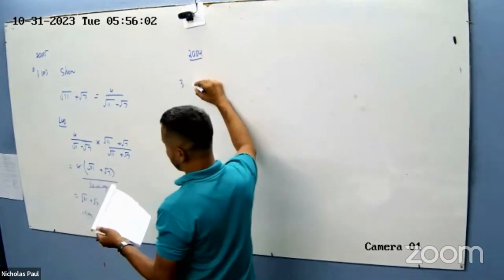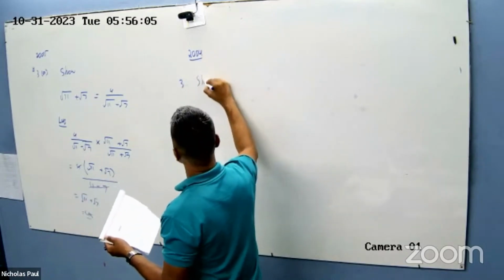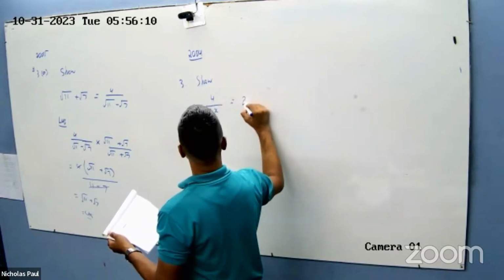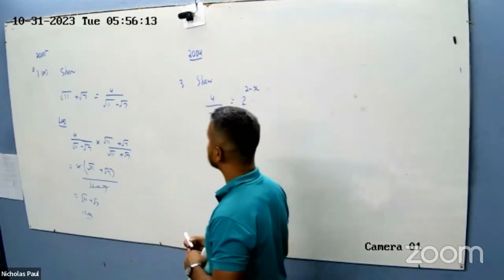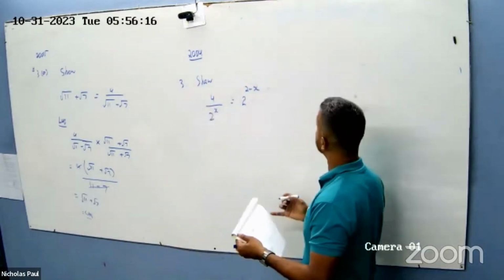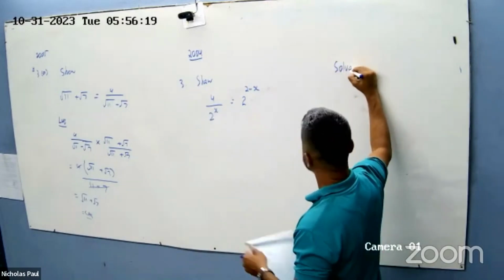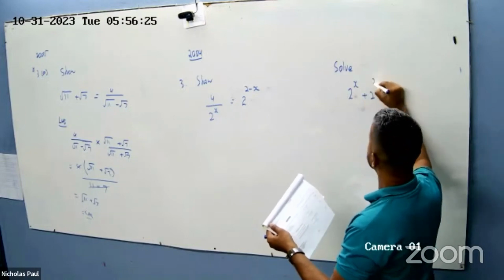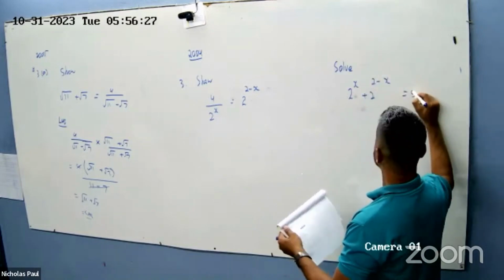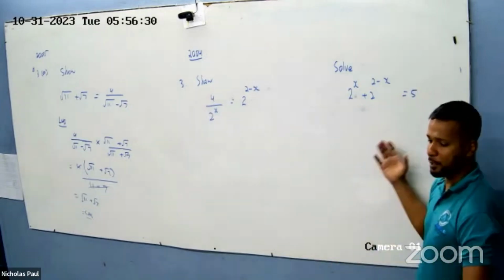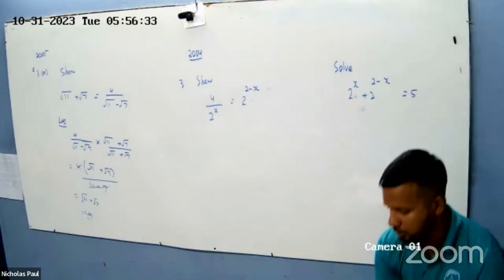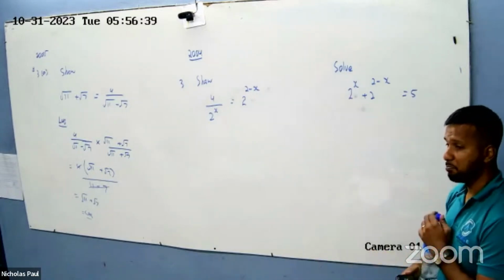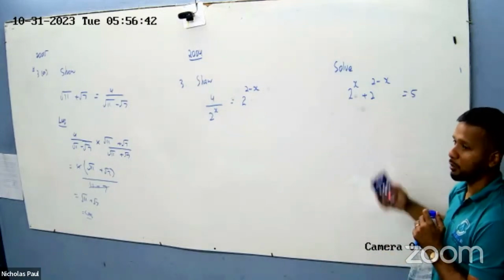In 2004, the first part, which was easy, they wanted to show that 4 over 2 to the x is equal to 2 to the 2 minus x. Then they wanted to solve something after. Same question: solve 2 to the x plus 2 to the minus x is equal to 5. Anybody remember what they call these? In this case, quadratics. So somehow this has to be a quadratic, right?